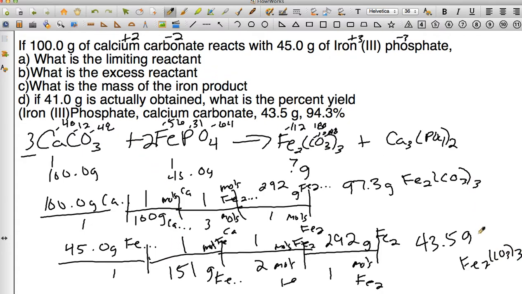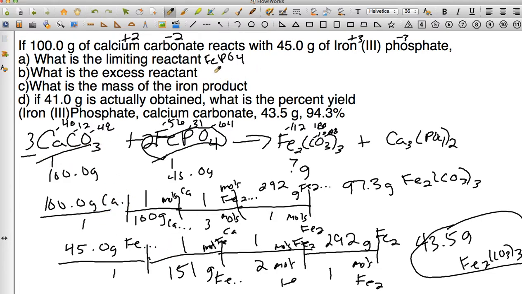All right, so let's see what we've done. What is the limiting reactant? So this one only produces 43.5. So the limiting reactant is the iron phosphate. Ooh, my pen is causing problems, sorry. All right, so the limiting reactant is the FePO4 because it produced the least amount of product. What is the excess reactant? That's the calcium carbonate because he produced more.